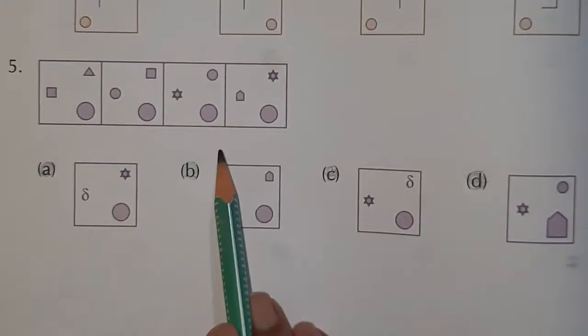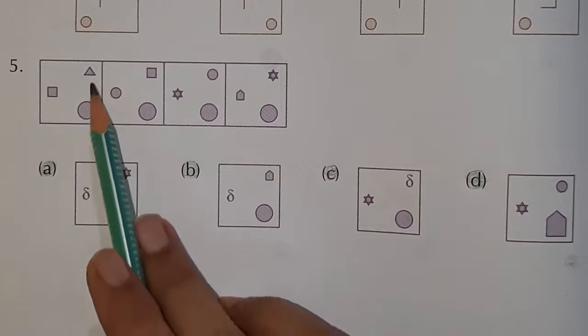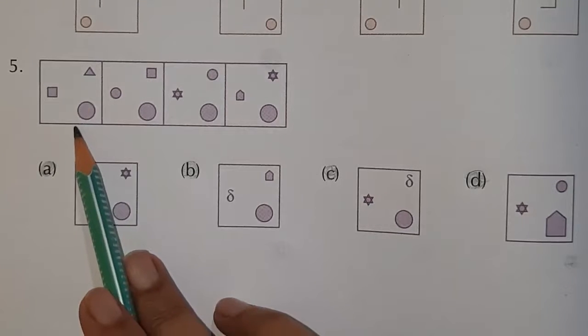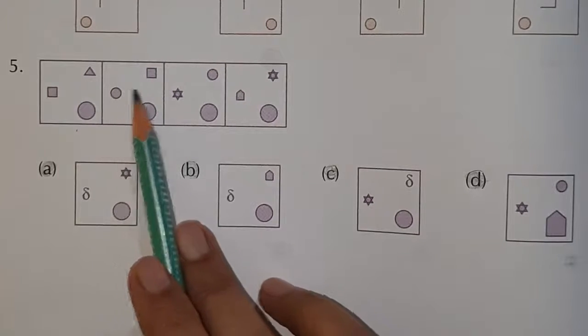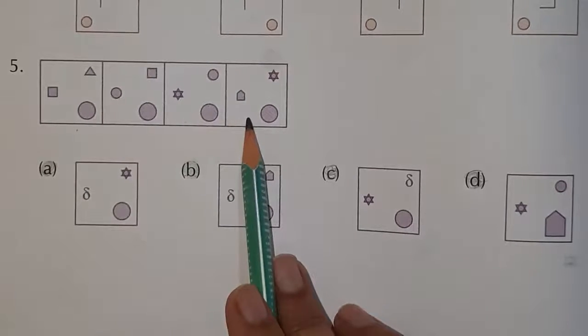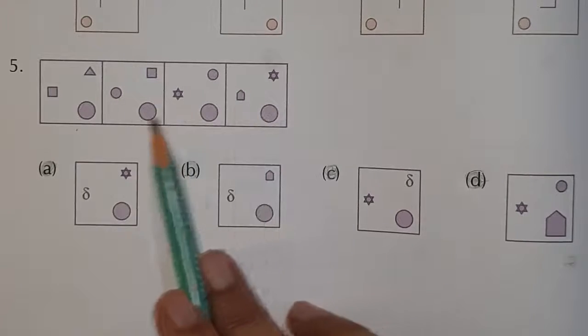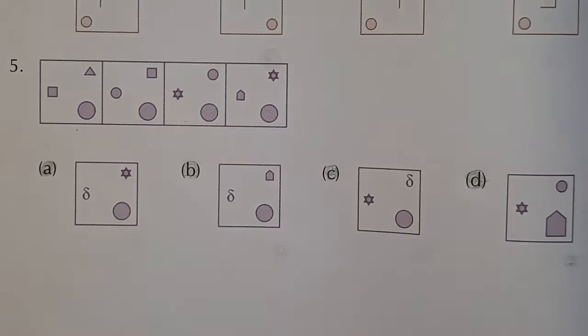Here is the last question for your practice, question number 5. Look here, 3 figures are there in the first block, then in the second block there is some change in the figures, in the third, in the fourth. Find the relation. Relation may be from first to second or from first to third. You need to observe and find the correct option, A, B, C or D.